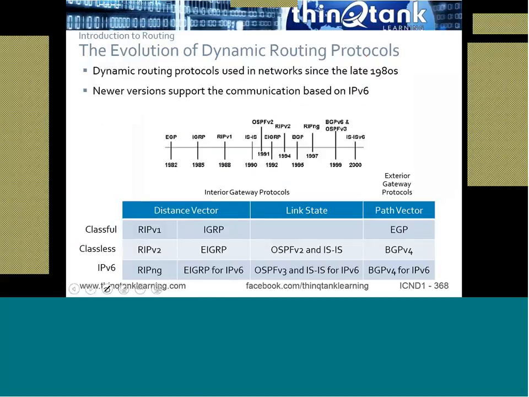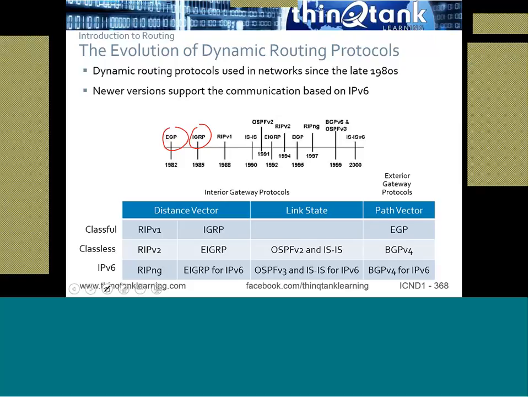Dynamic routing protocols have been around since the late 1980s. The very first dynamic routing protocol was the Exterior Gateway Protocol, which was developed in 1982. Wasn't a very good routing protocol, but it did certainly meet the requirements at the time. IGRP, which was a Cisco protocol, was the very first protocol that was used internally, inside of your network. It was developed in 1985.